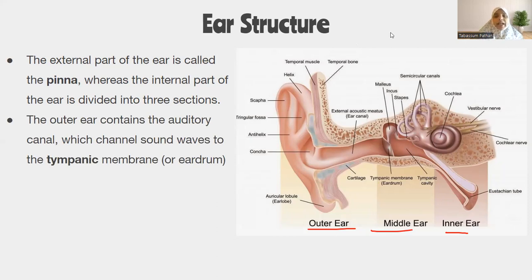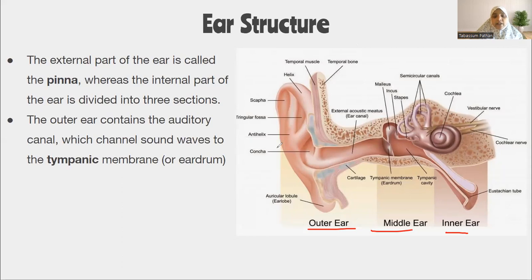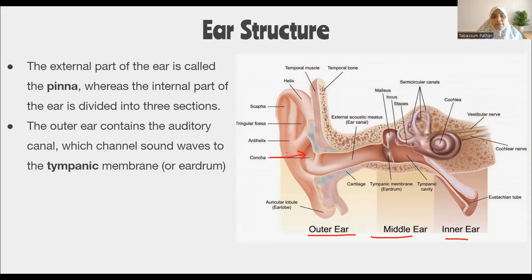Now beginning with the outer ear, this entry point of the sound waves, the hole that you see over here, is known as the concha. Obviously, this is the earlobe. These are the regions of the ear, antihelix and triangular fossa over here. This is known as the scapha, and this is known as the helix. You need not memorize these. You just need to know that an ear is divided into outer ear, middle ear, and inner ear. The outermost part is known as the pinna.